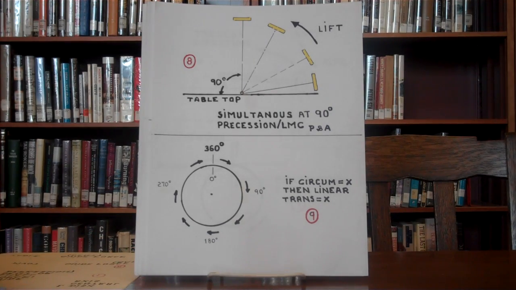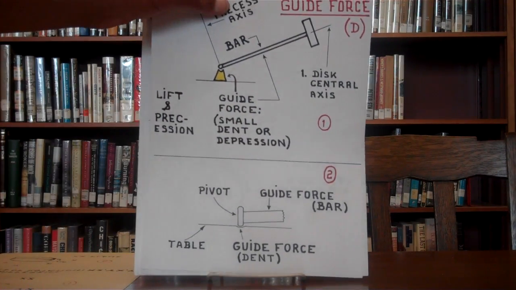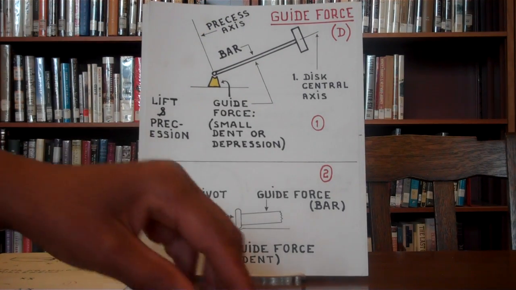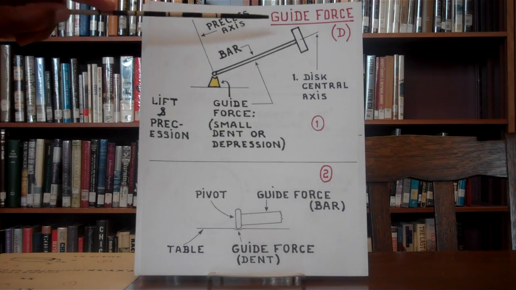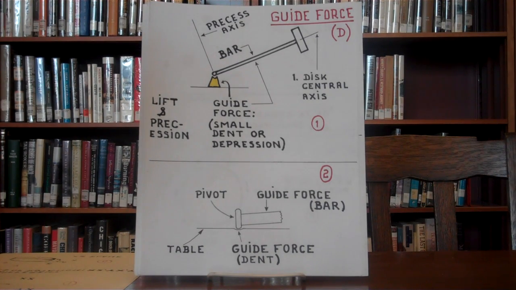Now, we shall go to illustration D, guide force. The guide force, D. Now, the guide force number 1. A guide force is when the end of the gyro's gimbal or bar, which is attached to the gyro's central axis, is put on and in contact with a surface, smooth or rough, or a very small indentation of some type. In this case, this is the guide force.